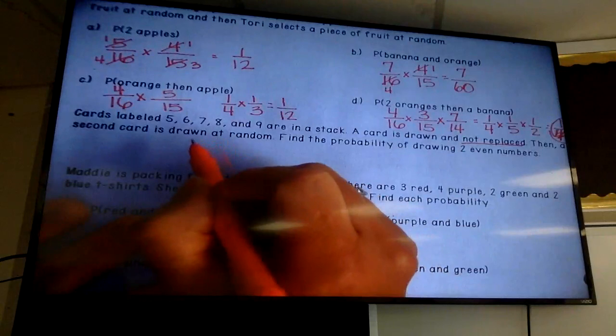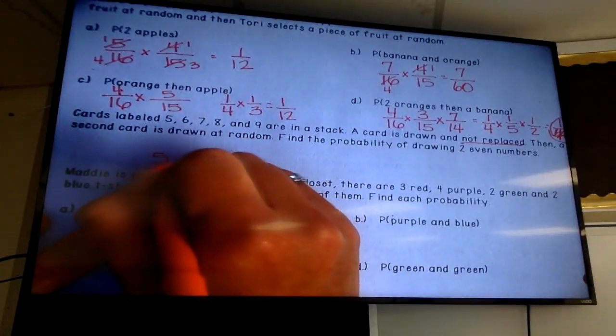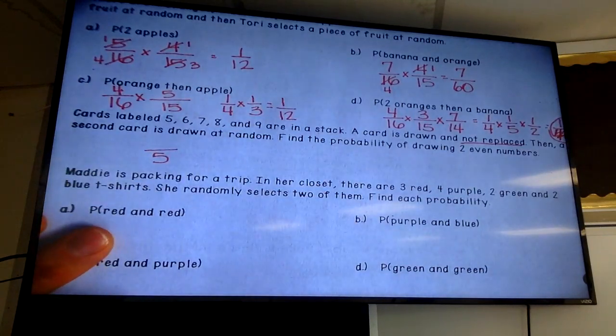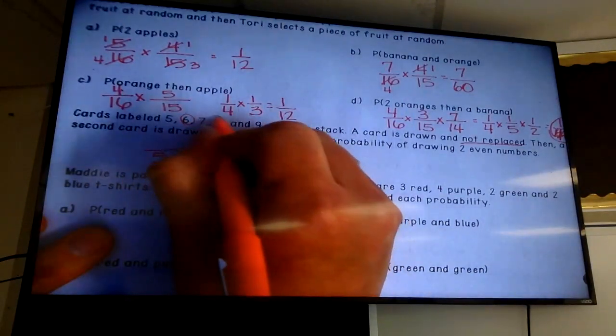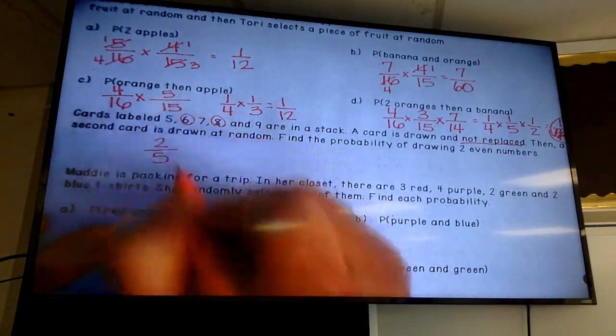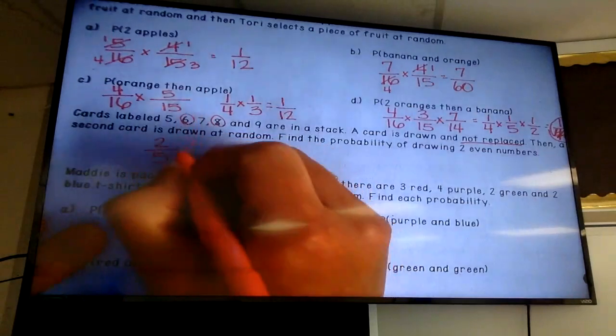All right, well, how many cards are in my stack? 1, 2, 3, 4, 5. So there's 5 cards in my stack. And how many of them are even? 6 and 8 are my only even numbers. So there's a 2 out of 5 chance that the first time I'm going to draw an even number.